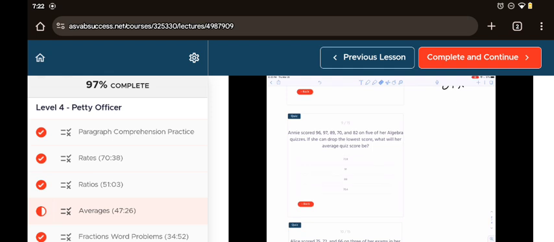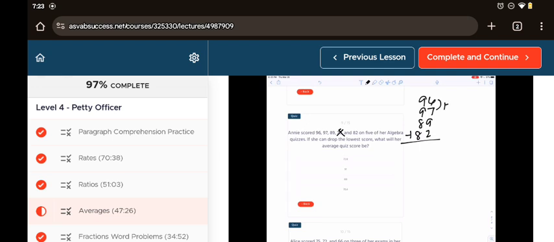Number 9 says, Annie scored 96, 97, 89, 70, and 82 on 5 of her algebra quizzes. If she can drop the lowest score, what will her average quiz score be? Which is her lowest score? 70. Okay? So we have to add up the rest of them. 96, 97, 89, 82. Now we're going to divide all this by 4.